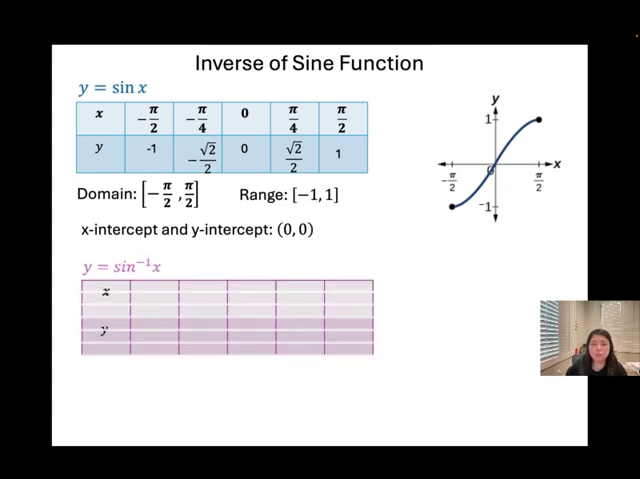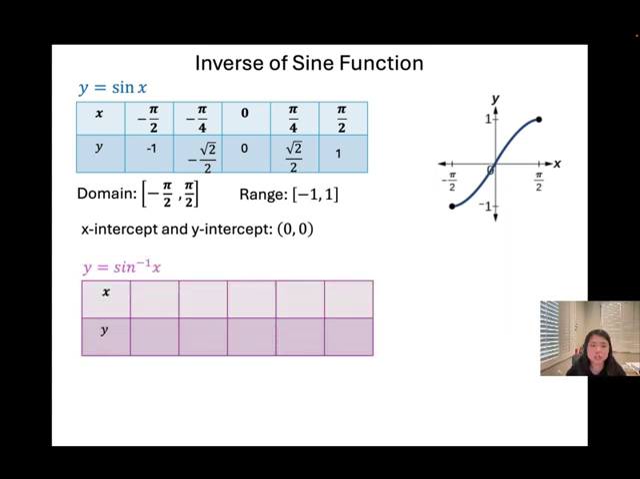Okay, I want you guys to try to find the inverse function of sine. Remember, x will become the y here and y will become the x. And then find the domain and range as well. The domain will become the range of the inverse, and the range will become the domain of the inverse function. And then sketch the graph. Try.